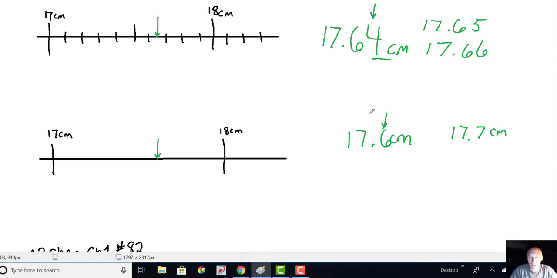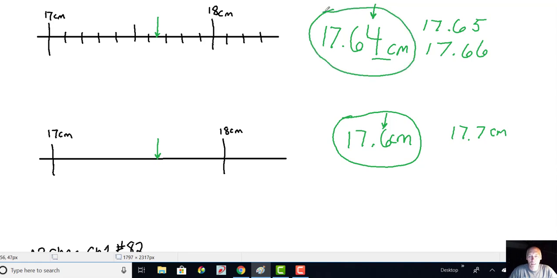But what you see here is the difference in these two measurements. This measurement has 3 significant figures. This measurement has 4 significant figures. It tells the scientist or engineer who's looking at those measurements the precision of the instrument that was used to make those measurements.